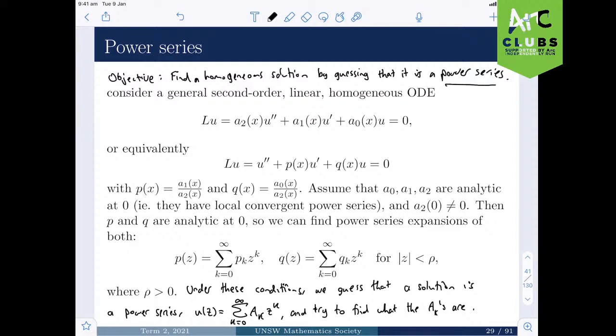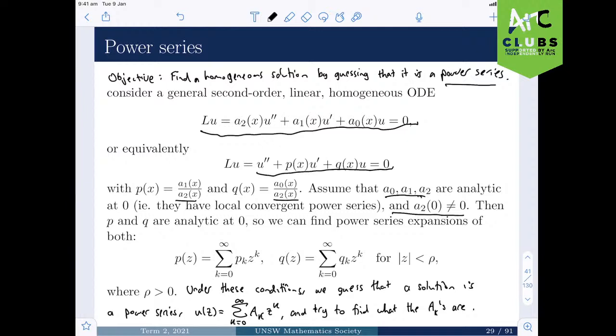So consider a very general second order linear homogeneous ODE in this form: a2 u'' plus a1 u' plus a0 u equals 0. Or we can just divide through by a2 to make the leading coefficient 1, where p(x) is just a1 on a2 and q is a0 on a2. Now, let's just assume for now that a0, a1, and a2 are analytic at 0. That just means they have convergent power series on a neighborhood of 0, some interval containing 0. And let's say also a2(0) is not 0.